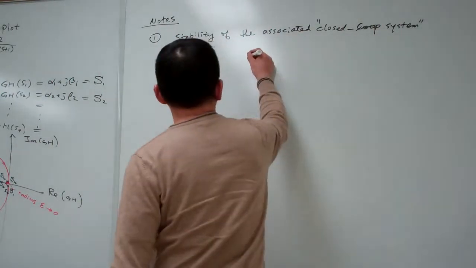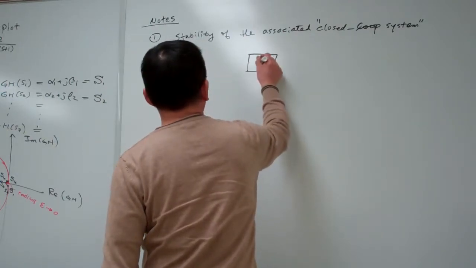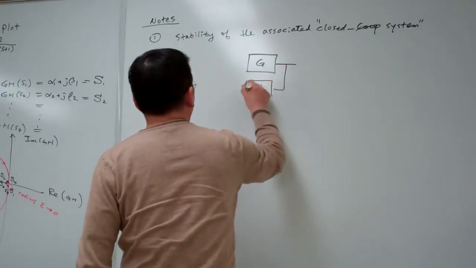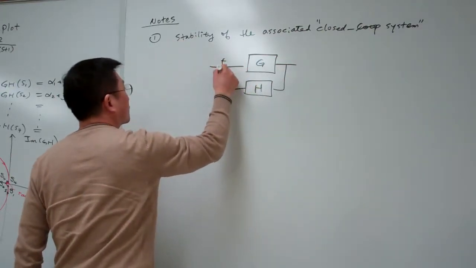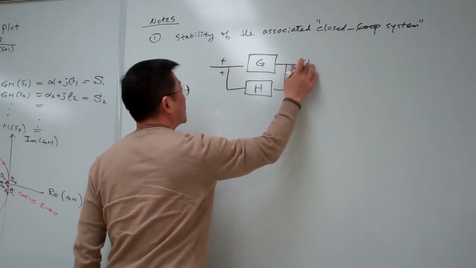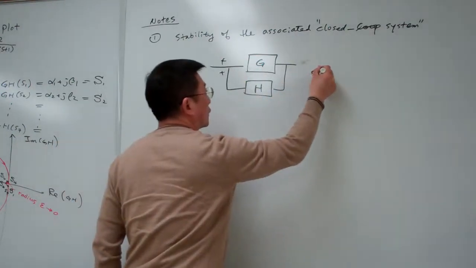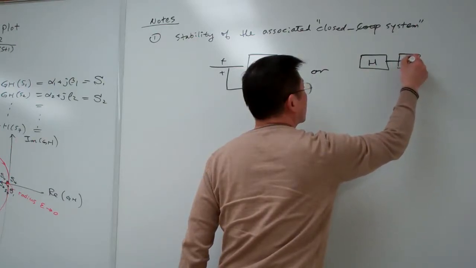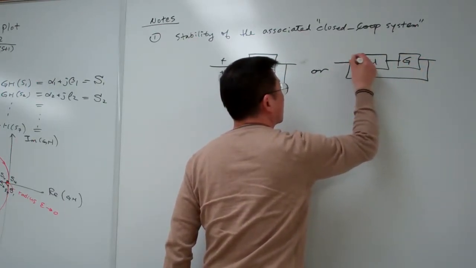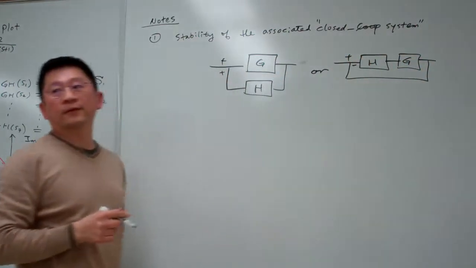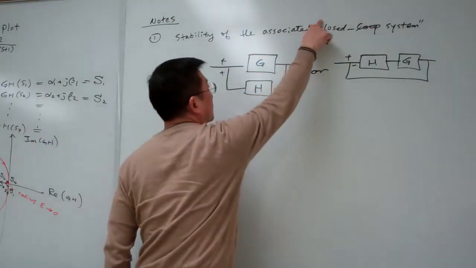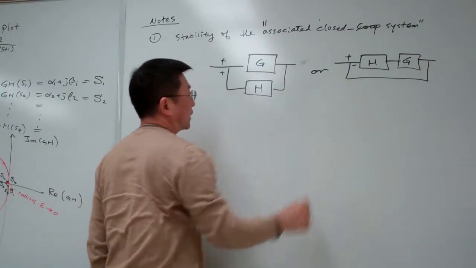But here, this system will be something like this. For example, this is our G and this is our controller. We might have the system configuration like this, okay? So this is the closed loop. Or we might have this controller here and this is G open loop, the uncontrolled system. We might have something like this one. Okay, so the stability of the associated closed loop system will be something like this.